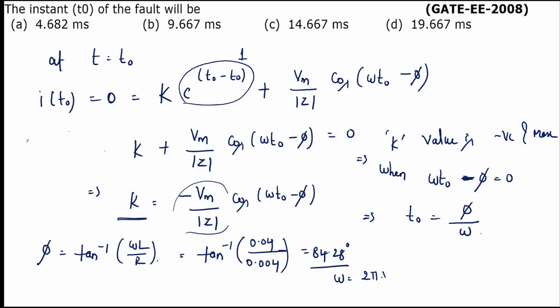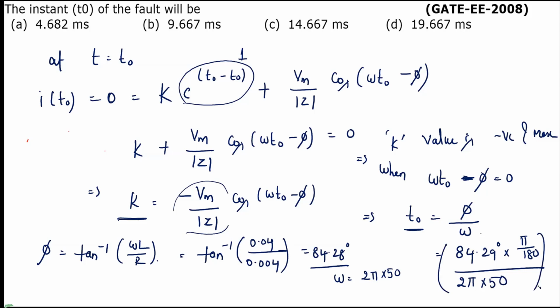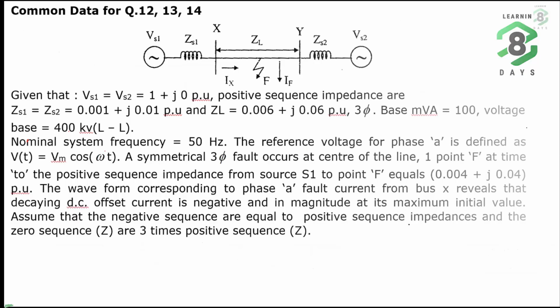So what is the omega value as given? 2 pi into frequency, which is 50. But omega value is in radians, so even the phi value you have to convert into radians. One value in degrees, one value in radians, you cannot divide. So to get the t naught value in seconds, you have to substitute both values in radians. 84.29 degrees, multiplied by pi divided by 180, divided by 2 pi into frequency 50. Substitute this and get the value: 4.68 milliseconds. So that is the first part of the question.